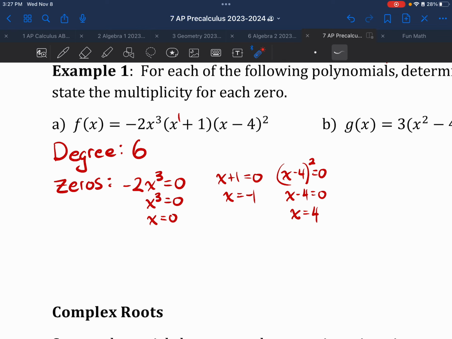What are the multiplicities of each of these zeros? We have to look at the power that it originally was. So this one came from a 2x to the power of 3. That had a power of 3, so the multiplicity is 3. This multiplicity up here came from this power right here, and that power is hidden, but it's technically a 1, so that multiplicity is 1. And this multiplicity for this 4 came from this power up here, which is a multiplicity of 2. Again, it's really just the power that that linear factor was raised to.